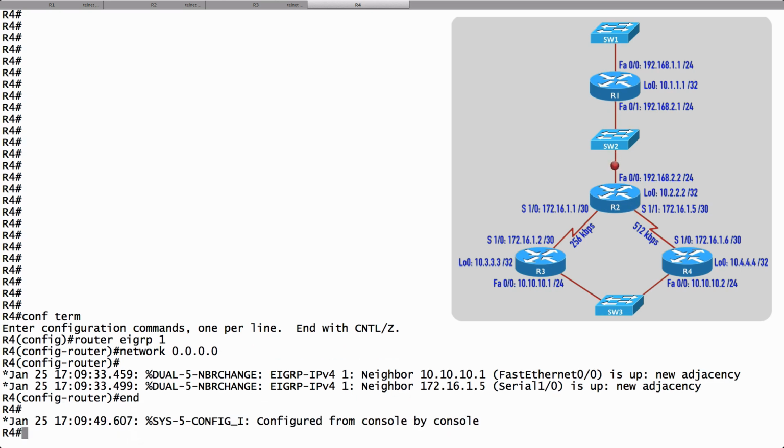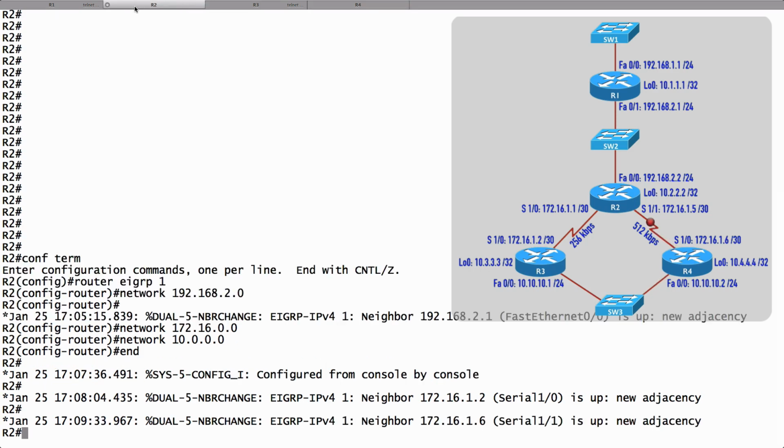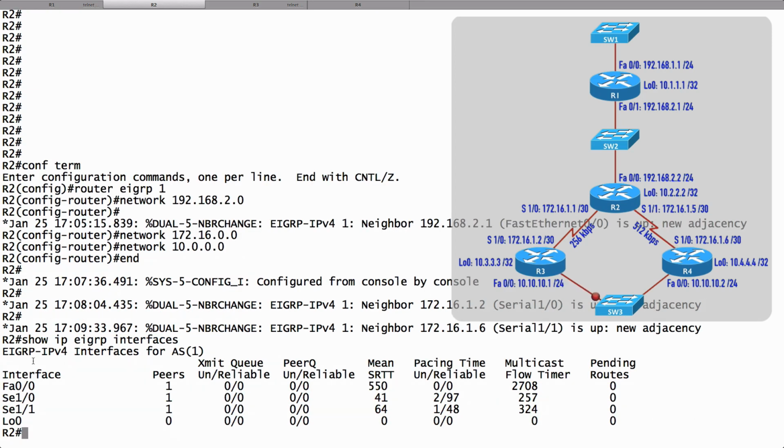Now that we have EIGRP configured, let's give some verification commands. And let's go to router R2. That might be the most interesting router. It has 4 interfaces, including the loopback interface, participating in EIGRP. Let's do a show ip eigrp interfaces command and see what it tells us. It tells us about these 4 interfaces that participate in the EIGRP routing process. We can also see that we're in EIGRP Autonomous System 1. We have some counters that show up.